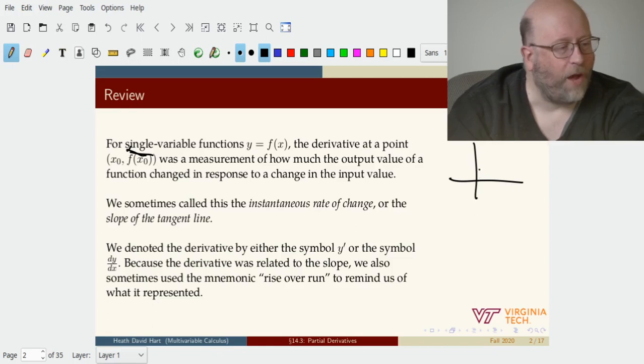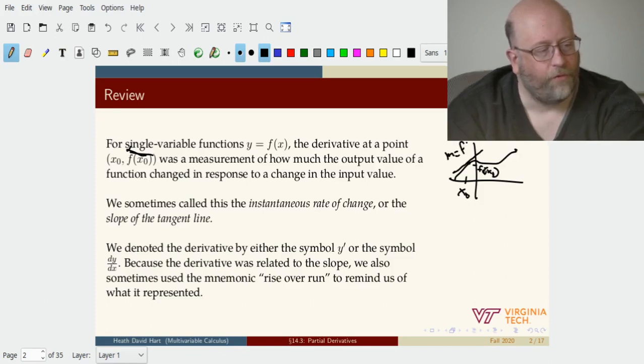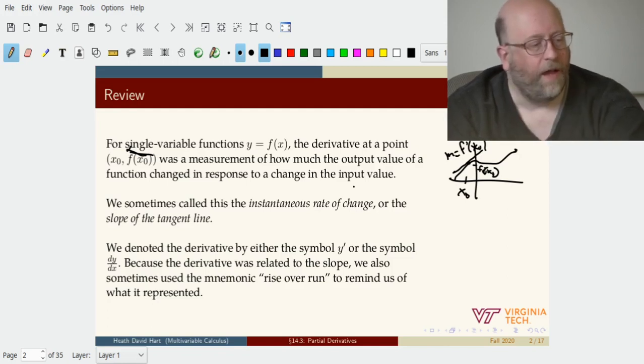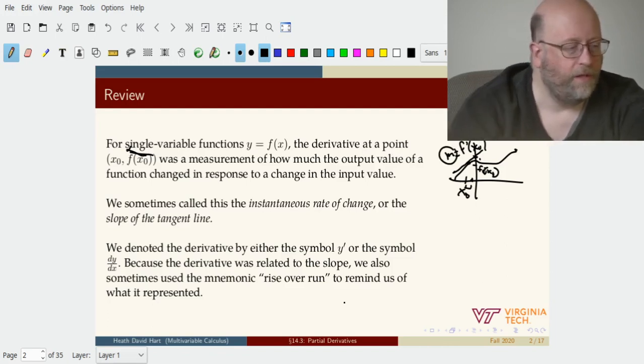Derivative measures how much the output value of a function, say we have this point right here, x naught, f of x naught, slope, there you go, and the slope is equal to the derivative of x naught. And so if the input changes by some amount, then the output will change by some amount also, but the output will change by some amount that's proportional to m.